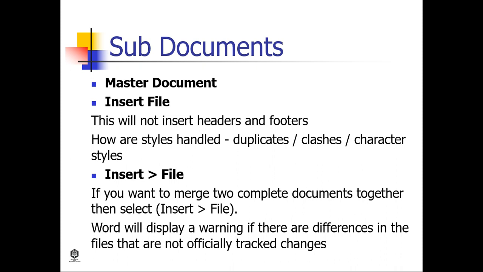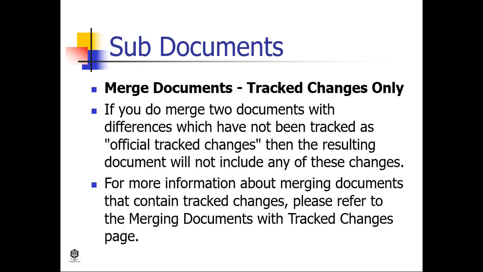Word will display a warning if there are differences in the files that are not officially track changes. Merge documents track changes only. If you do merge two documents with differences which have not been tracked as official track changes, then the resulting document will not include any of these changes. For more information about merging documents that contain track changes, please refer to the Merging Documents with Track Changes page.